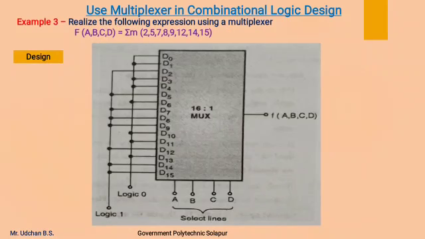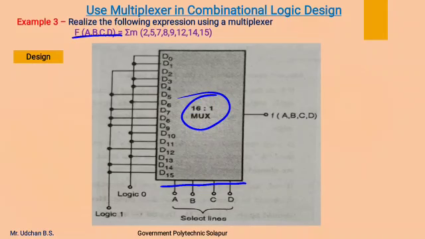Again we will go for the third example, in which the function of ABCD is the summation of small m 2, 5, 7, 8, 9, 12, 14, 15. As the function is of 4 variables, we are going to use the multiplexer which has 4 select inputs. So here we have used a 16:1 multiplexer which has 4 select lines, and those are connected to the input variables in this problem, that is A, B, C, D.